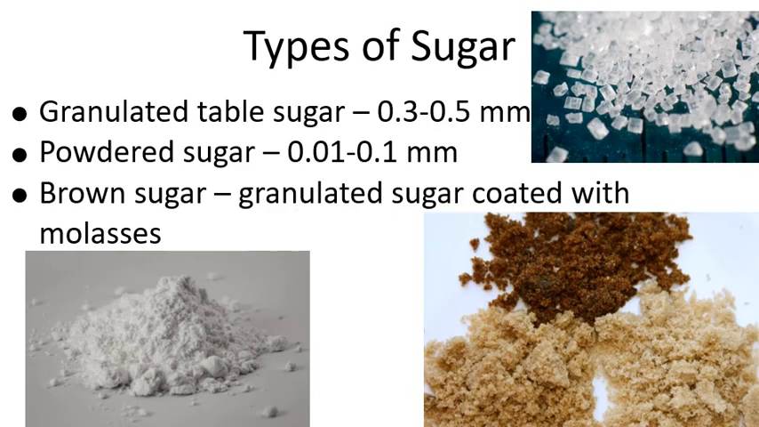However, when you go to the store to buy sugar, you have a variety of different options to choose from. Granulated table sugar is relatively coarse crystals ranging in size from about 0.3 to 0.5 millimeters. This is the most common type of sugar we use. If we grind up those crystals to get particles ranging in size from 0.01 to about 0.1 millimeters, we have powdered sugar. We tend to use powdered sugar when we want a smooth texture in a dish that we aren't going to heat, such as cake frosting.